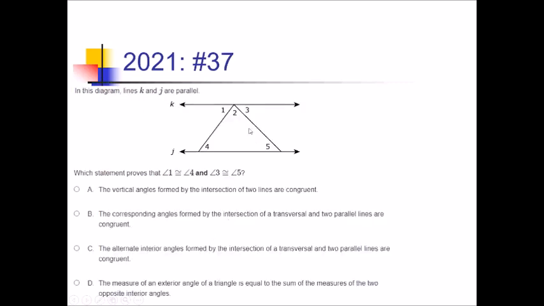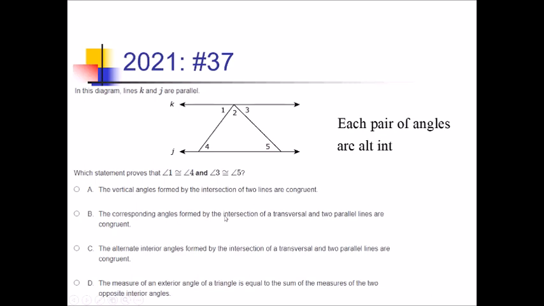On this problem, we are given these parallel lines, K and J, and this triangle in here with all these different angles. We want to know which of these statements would prove that angle 1 is congruent to angle 4, and then that angle 3 is congruent to angle 5. So a helpful thing to notice is that 1 and 4 are alternate interior angles with respect to each other, and 3 and 5 are also alternate interior angles. And this is why you need to know these terms and definitions, because that's all they're talking about in these answer choices.